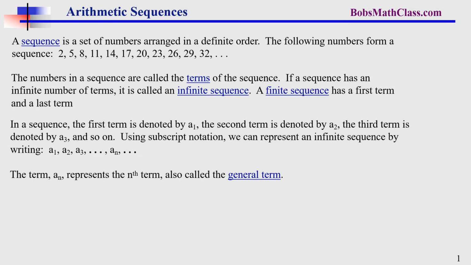Welcome. A sequence is a set of numbers arranged in a definite order. The following numbers form a sequence: 2, 5, 8, 11, and so on. Do you see the pattern? Right, it increases by 3.